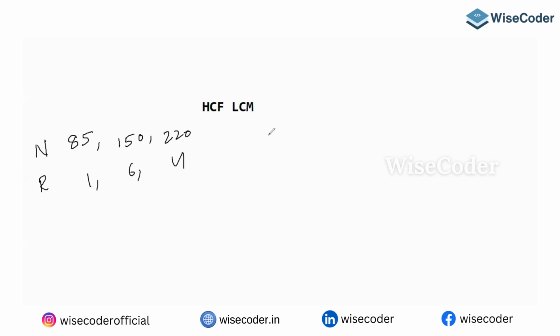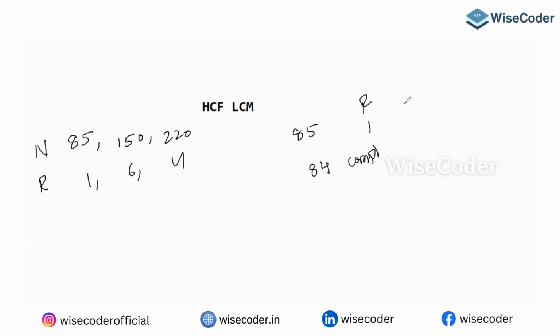How to tackle these types of questions? Whenever you come across them, the point is this. Some number divides 85 and the remainder is 1, which means the number definitely divides 84 completely. Yes or no? So the number divides 84 completely.